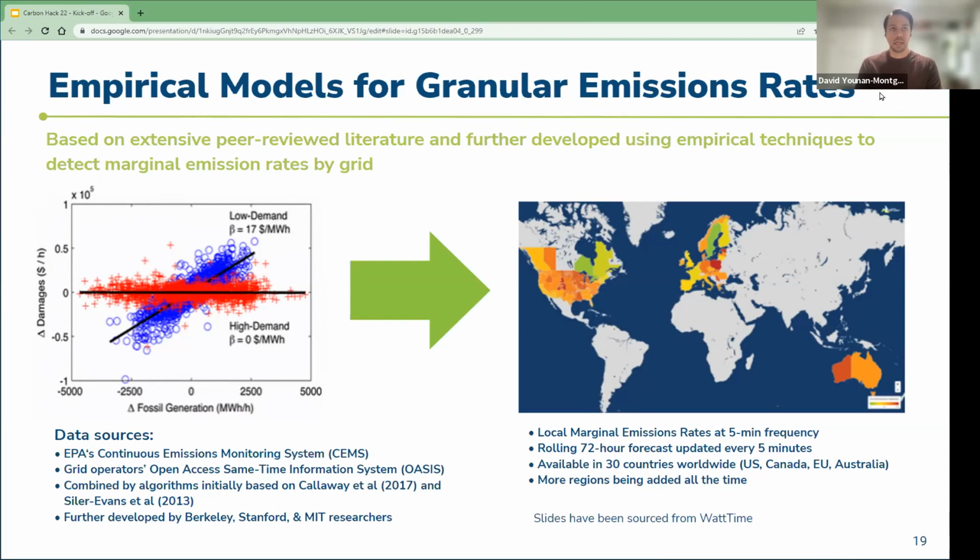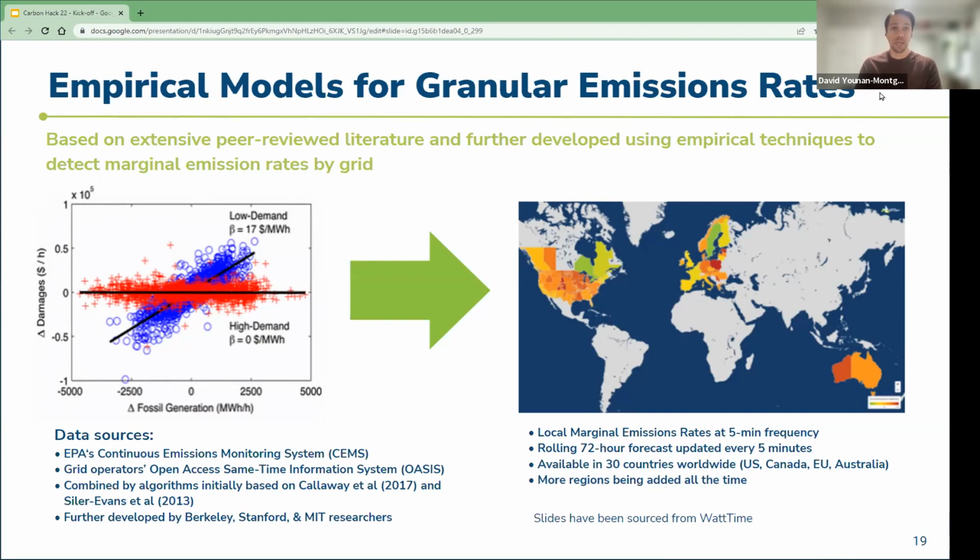And so we're looking at things like price, we're looking at things like transmission and congestion, we're looking at demand, we're looking at renewable energy curtailment, and all of that feeds into the marginal operating emissions rate, or MOER, and that is what you're provided from WattTime's API and from the SDK.